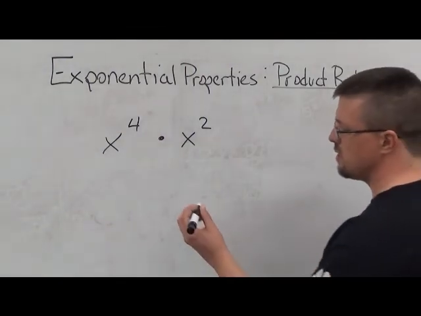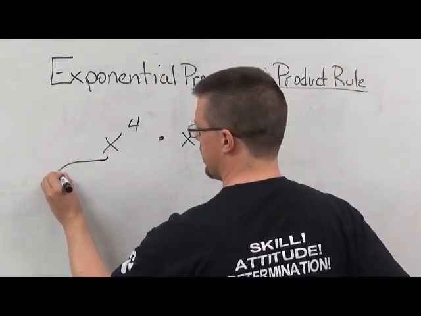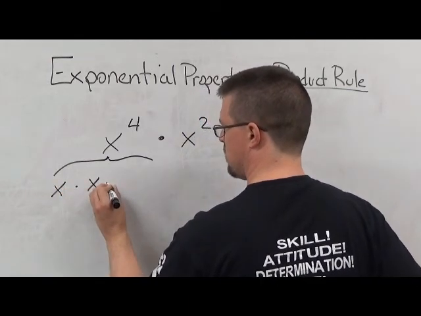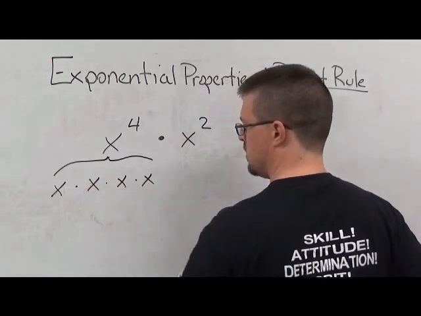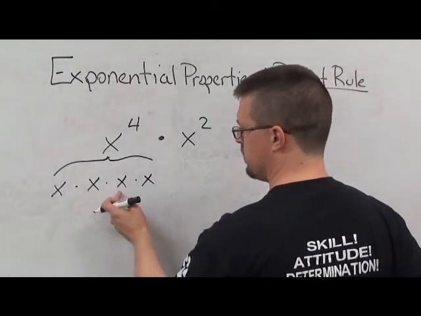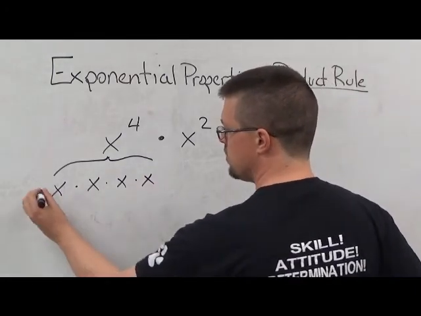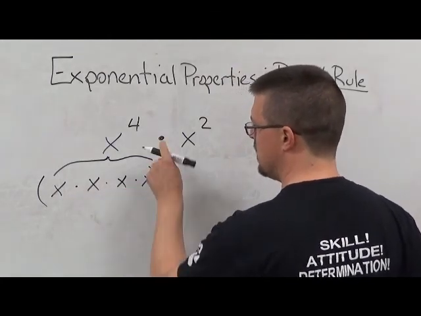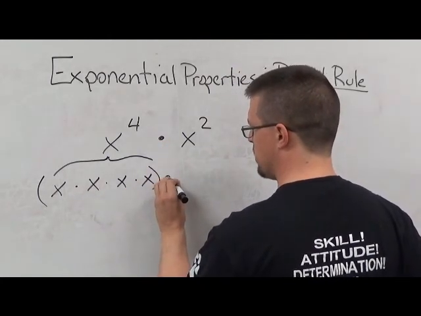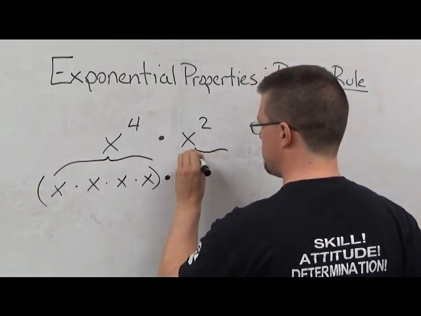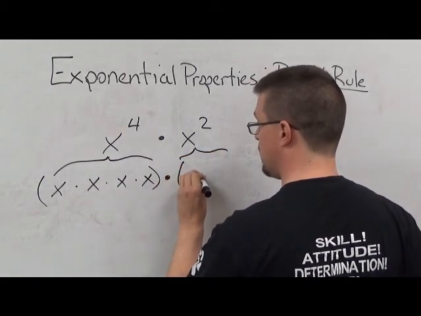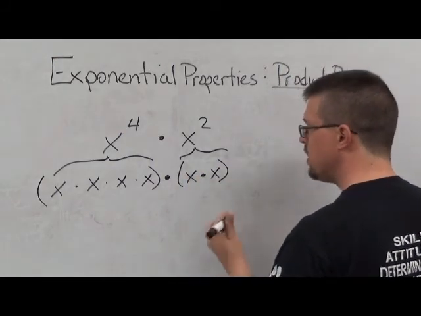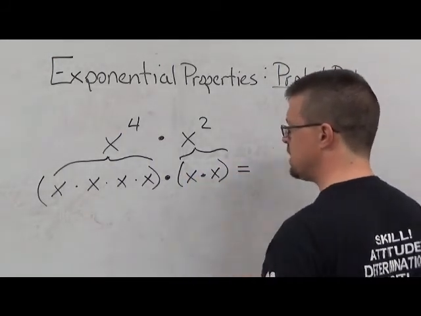Here's our first example. This is our simple problem. It's x to the fourth power times x to the second power. Well, x to the fourth power really means we're multiplying that variable 4 times, a multiplication problem, 1, 2, 3, 4. Well, there's our x to the fourth power. It's x times x times x times x. I'm going to bring down my multiplication symbol here. And then x to the second power really is just x times x.